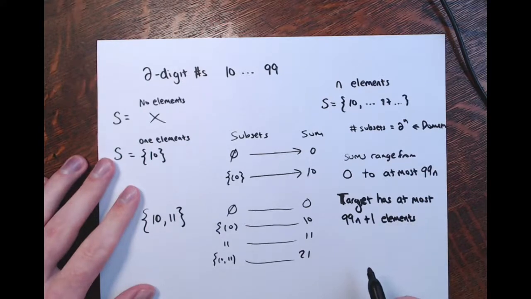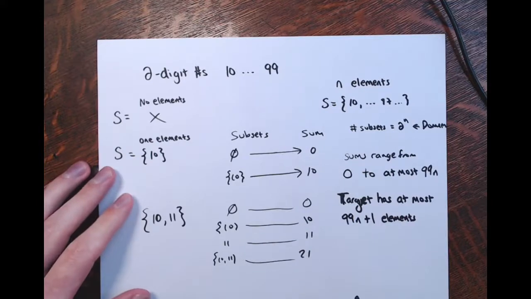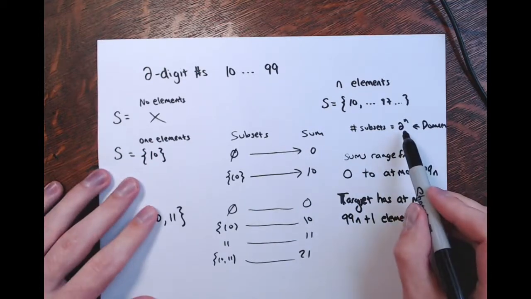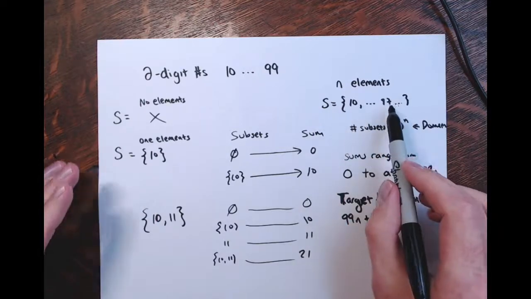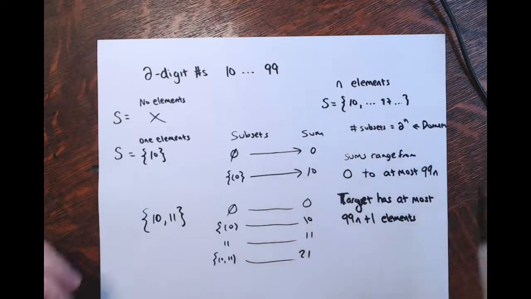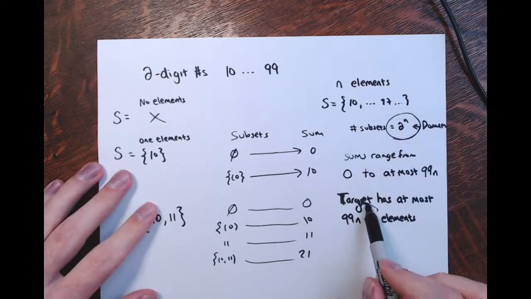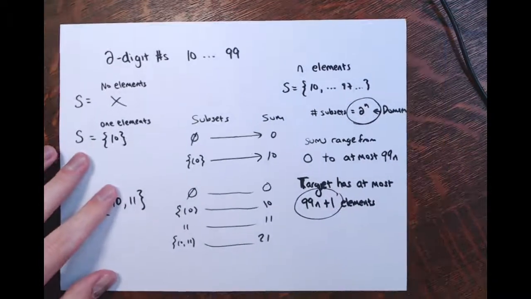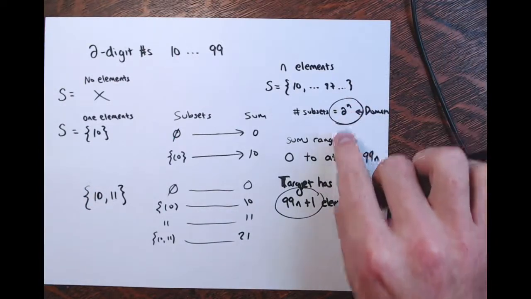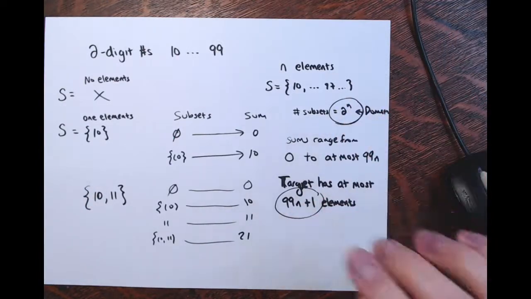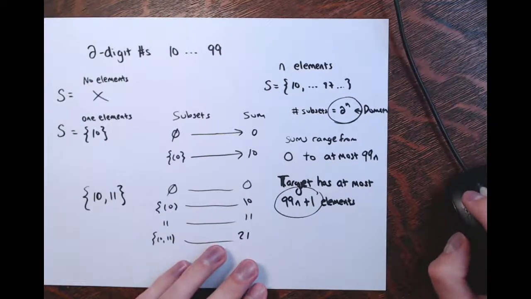So in order to guarantee that a set of 2-digit numbers has 2 distinct subsets with the same sums, we want the number of elements in the domain to be greater than the number of elements in the target. So I'm looking for a value of n that makes 2 to the n greater than 99n plus 1.